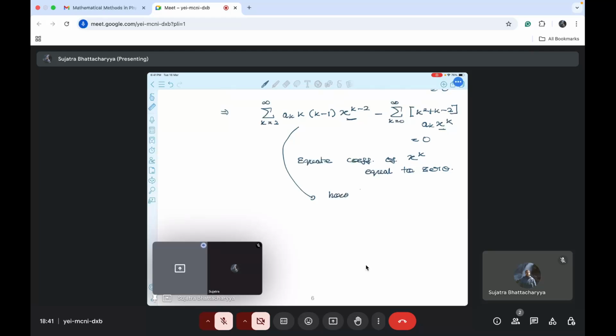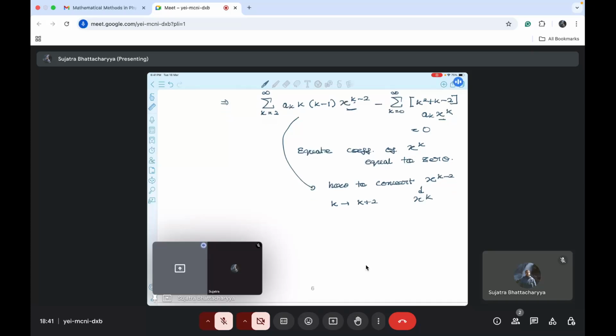How to convert x to the power k minus 2 to x to the power k? Just by writing k tending to k plus 2. If I put k is equal to k plus 2 here, then what will happen? It will be x to the power k. So the summation will also change. K is equal to k plus 2 now.